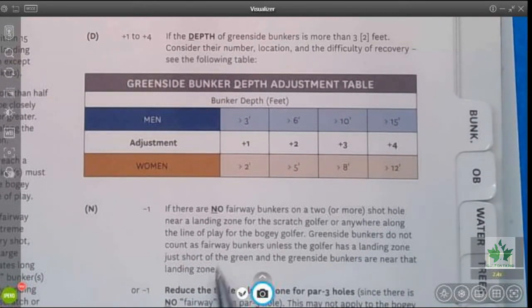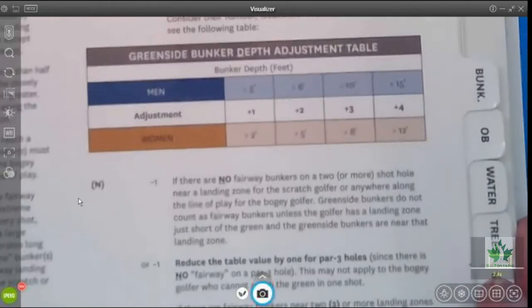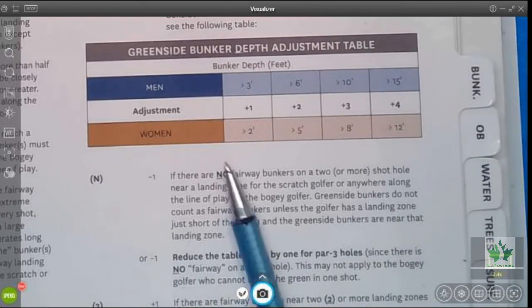Here is the N adjustment, and the N adjustment relates back to the fact that this table, where you got your table value from, assumes there were fairway bunkers in play. So if there aren't, you have to adjust the table values down by 1. And there are 2 ways in which there aren't. One way is it's a par 4 or a par 5, and there just aren't any at all. Or if there are, they're not near the scratch landing zone, so the scratch would have his value reduced by 1. The bogey wouldn't, because it's somewhere along the line of play.